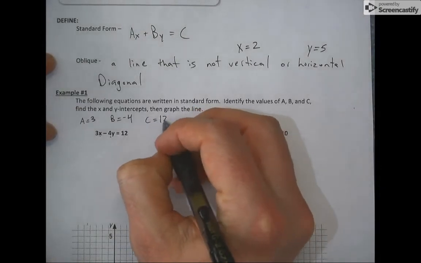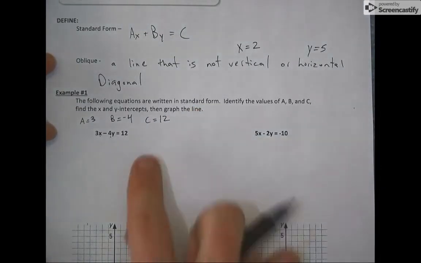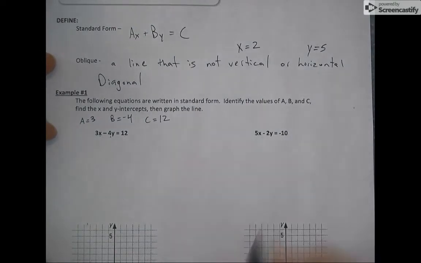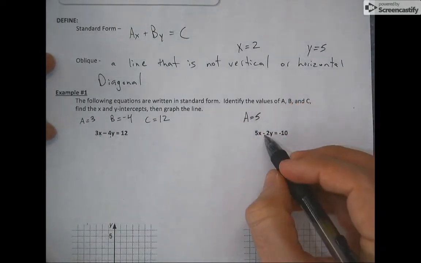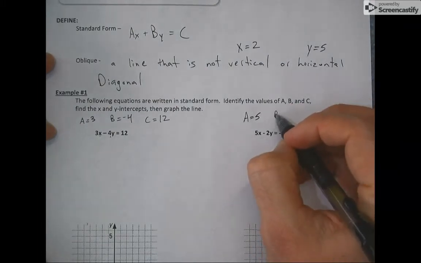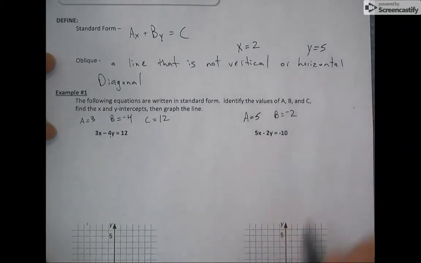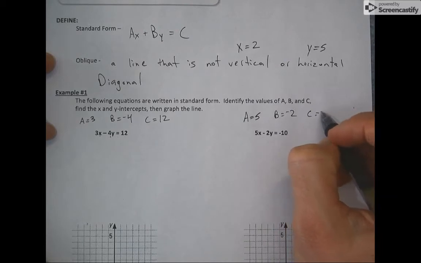So C equals 12. If we slide over to this one, while we're identifying, let's look at this one. The A is 5. Again, we have a minus here. So the B is -2, and my C is -10.